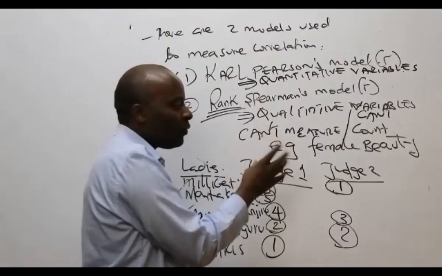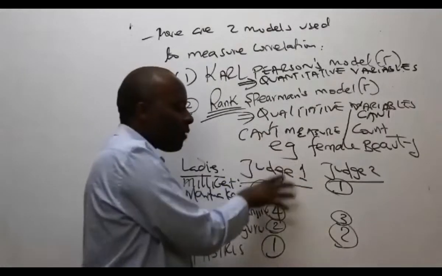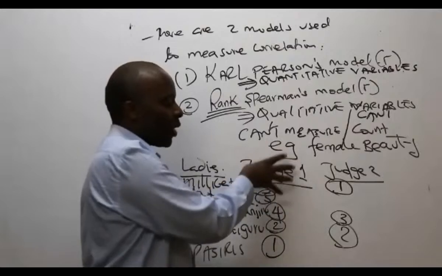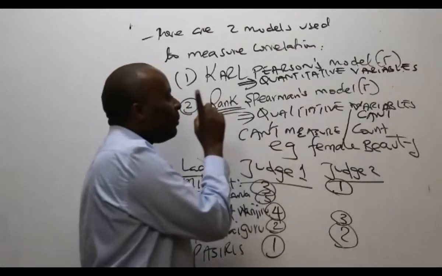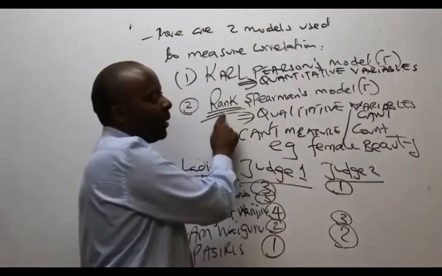And for all qualitative variables, for purposes of measuring them, the only way is to have various judges ranking them. And if it is ranks that you have, ladies and gentlemen, then the only model you can use is the Spearman ranks model.